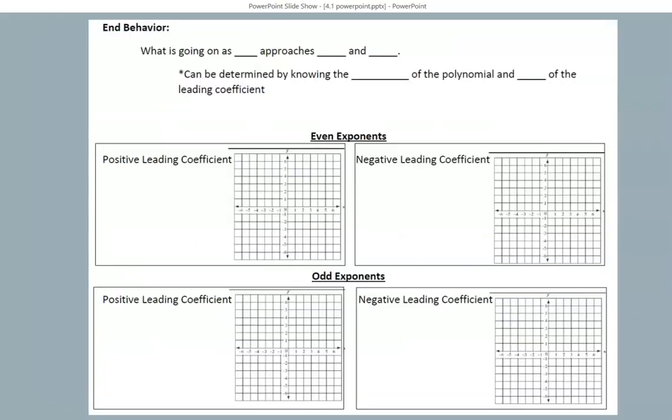So we're going to move on now and talk about, I mentioned earlier, how the leading coefficient and the degree can help us in our graphing process.